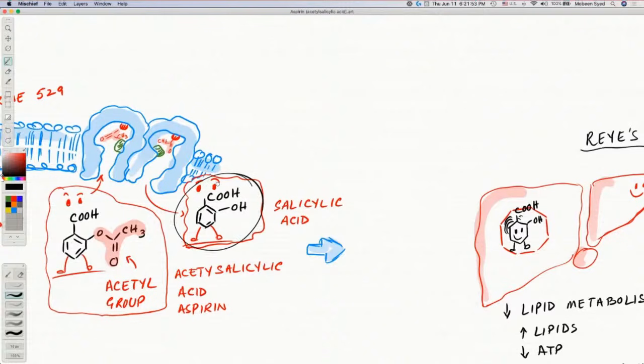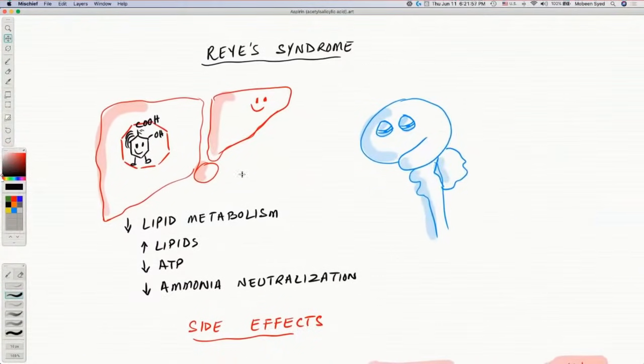This salicylic acid enters the blood, and from the blood it goes into the liver. The liver's job is to take this and further metabolize it to make it excreted in the urine. In that process, the salicylic acid starts accumulating in the liver if it is in higher amounts, or if the person also has a viral infection, or if the person has a predisposition towards Reye's syndrome.